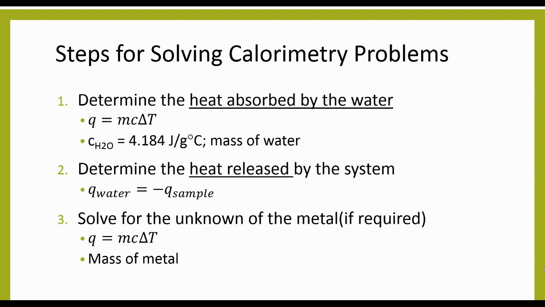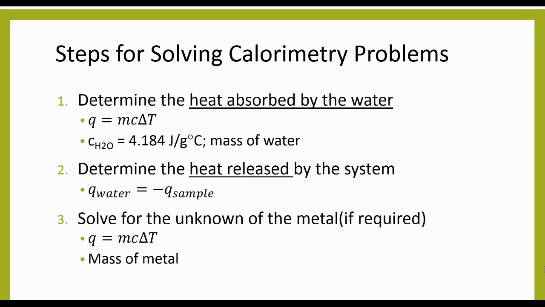So a few things to point out for this first step. c is going to be the specific heat of the water, so it's going to be that 4.184 joules per gram degree Celsius because we're talking about liquid water in this case. And the mass is going to be the mass of our sample. Once we know how much heat is absorbed by the water, we can figure out how much heat was released by the system or by our sample. So that's where we're going to use that Q of water is equal to the negative Q of our sample.